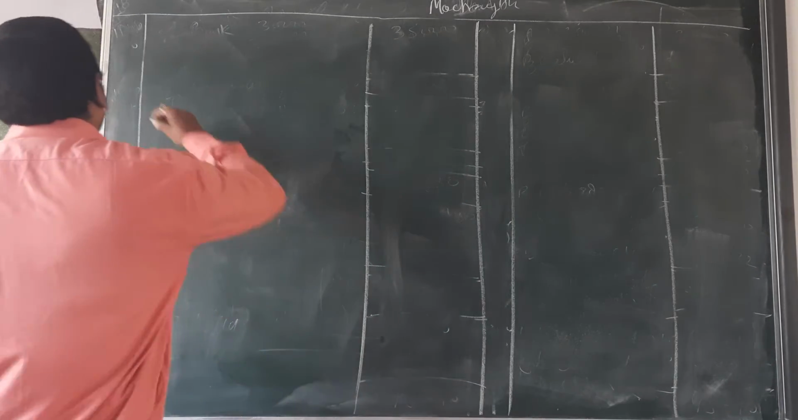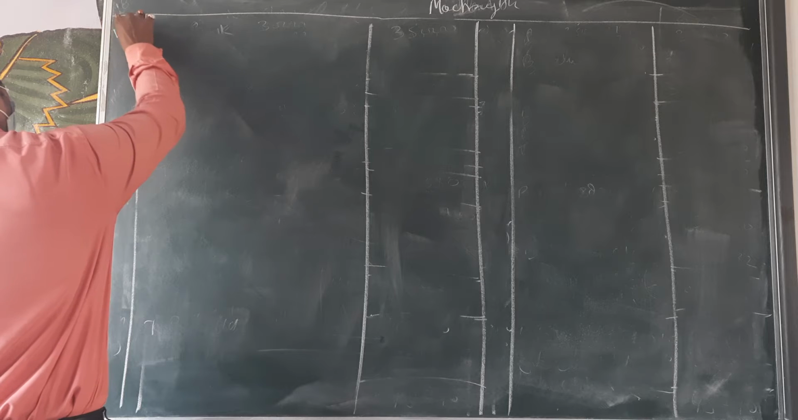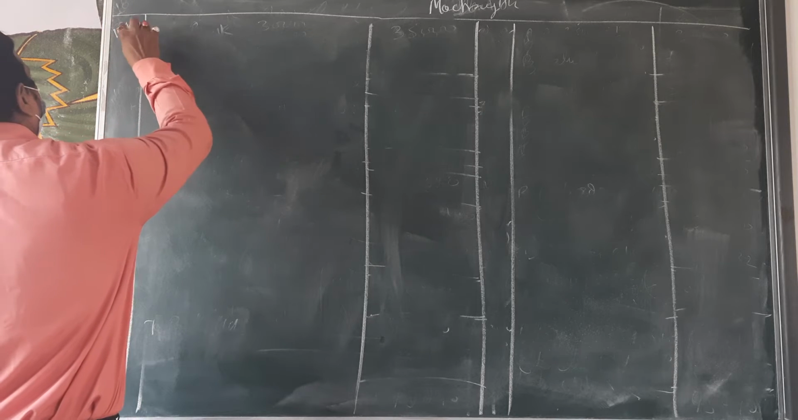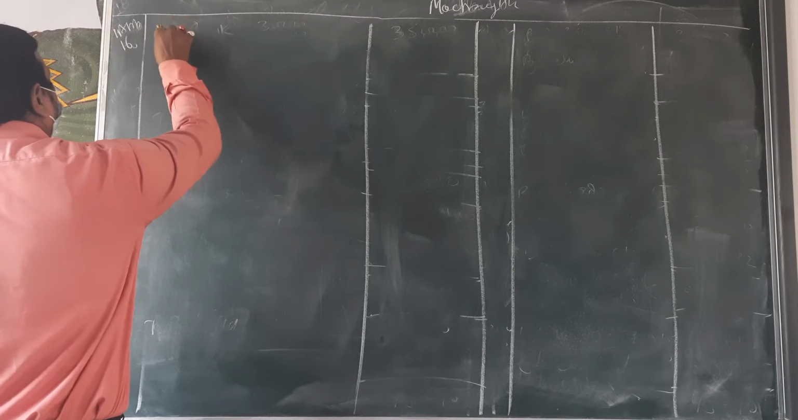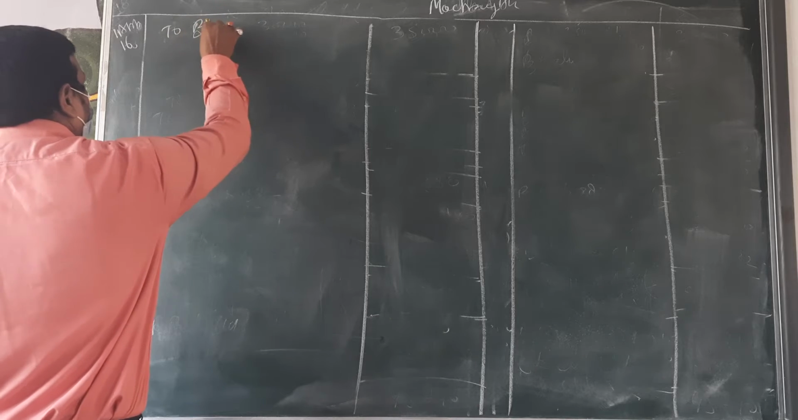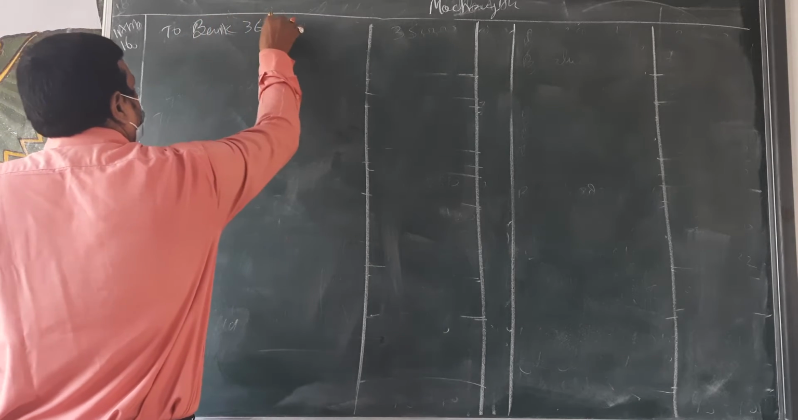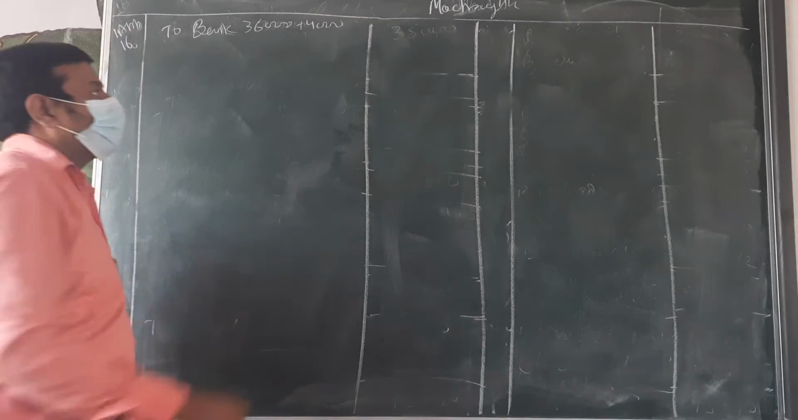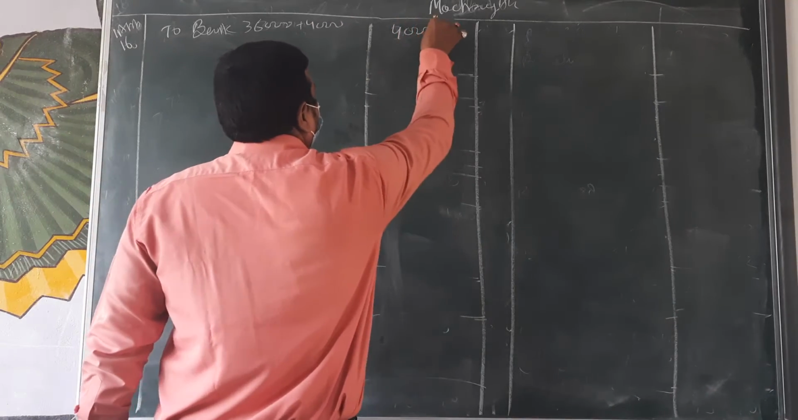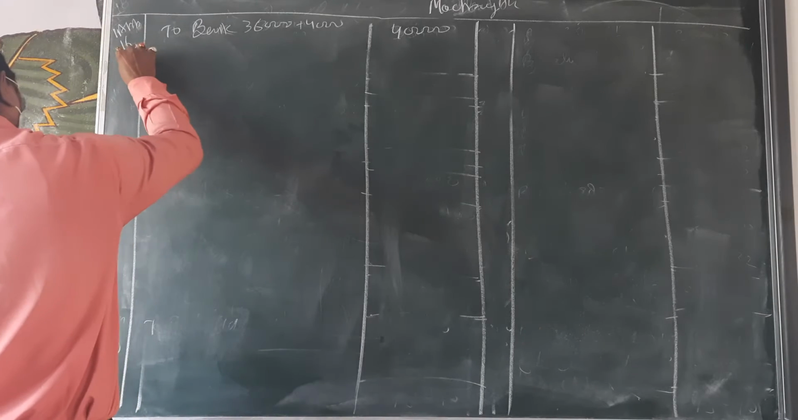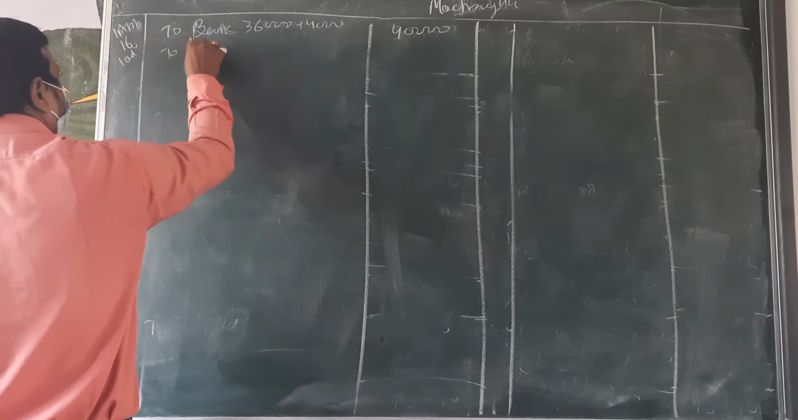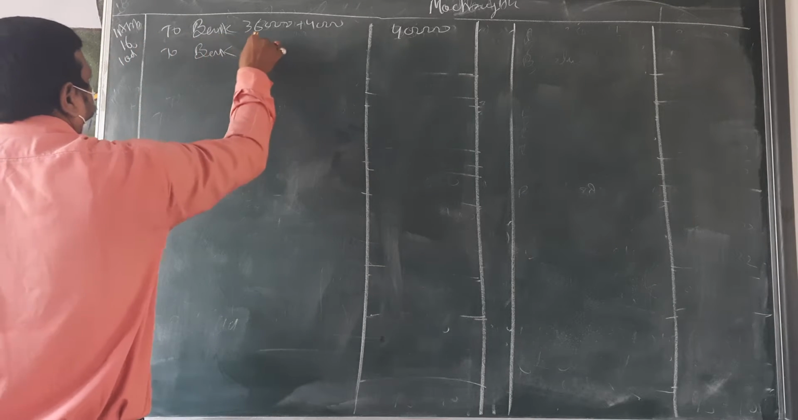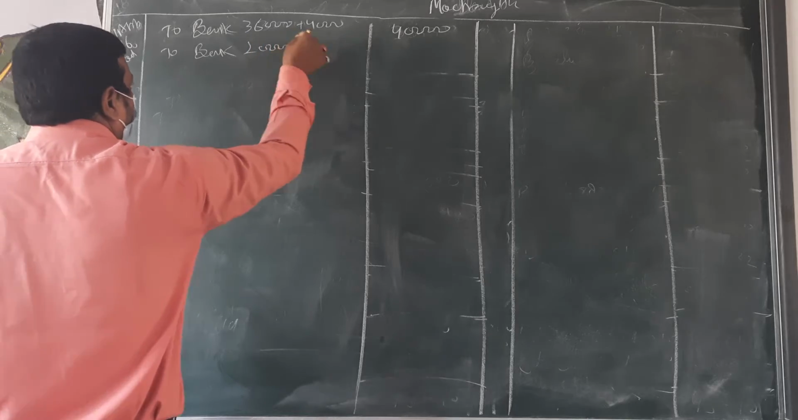Upon purchase on 1st April 2016, a second-hand machinery for 36,000 and spent 4,000 on its installation. 36,000 and 4,000, total amount 40,000. Then on 1st October in the same year, another machine purchased through bank for 20,000.